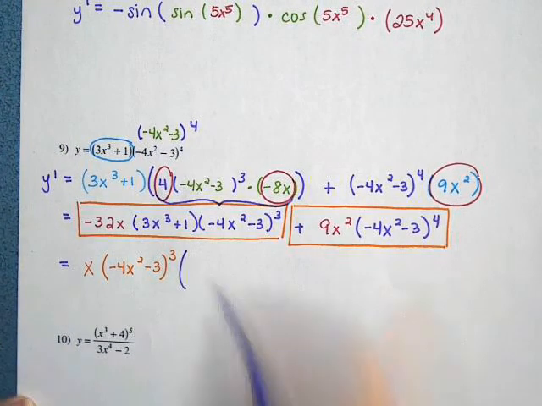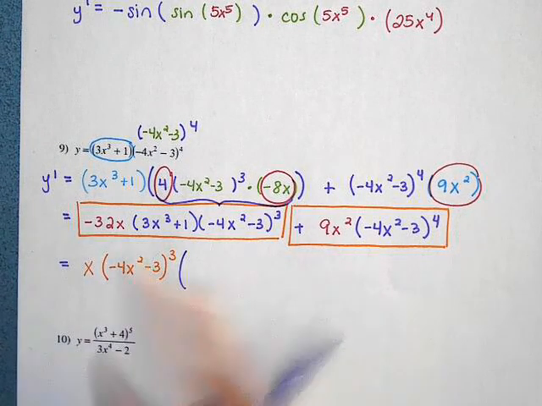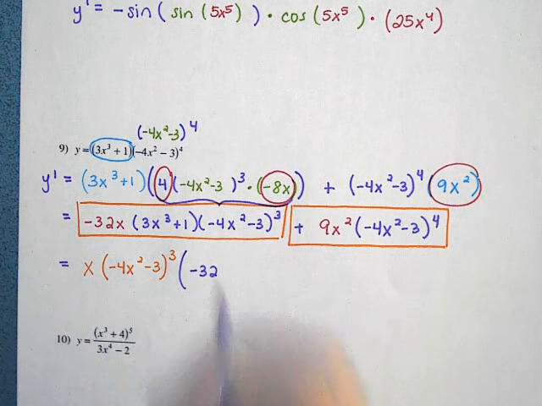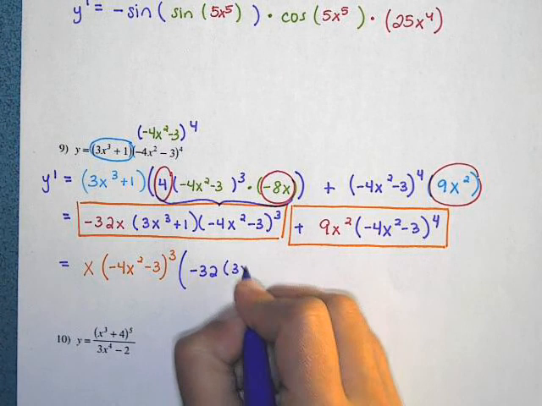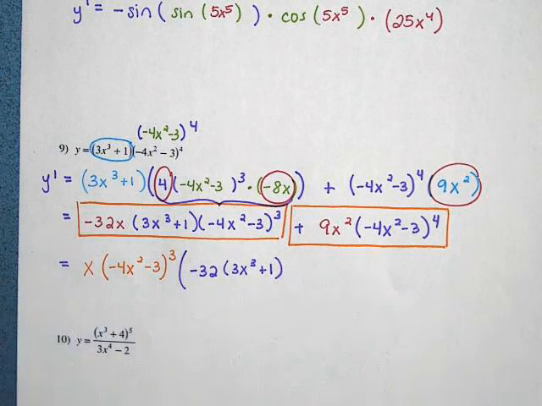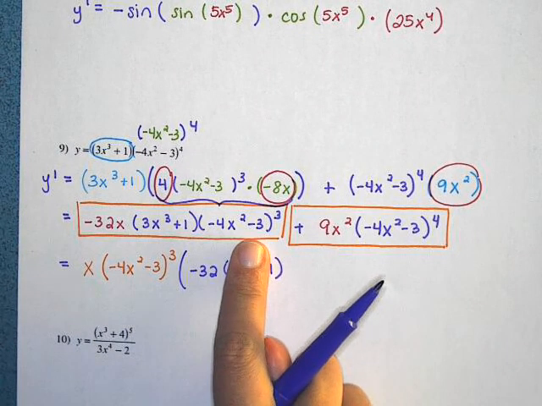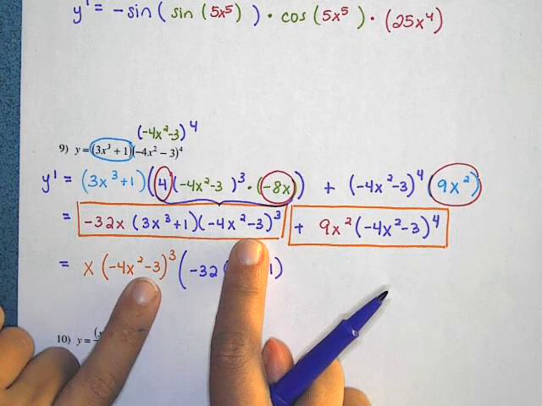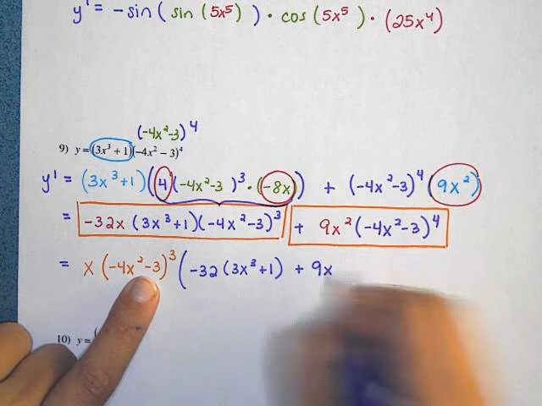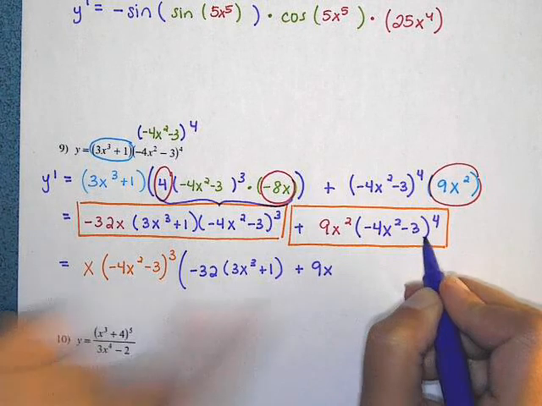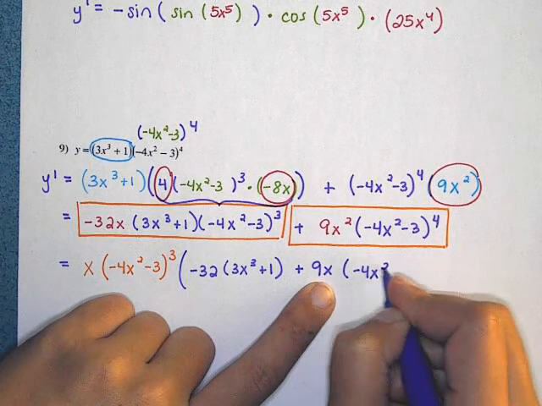Now let's look at what's left over. For the first term, we took out the x, so the negative 32 is still there. We did not take out the 3x cubed plus 1, so that's still there. We took out all of the negative 4x squared minus 3, so we took out all 3 copies. In the second term, we took out the x, so we would have 9x. Then we took out 3 copies of this parentheses, so one of those copies is left over.